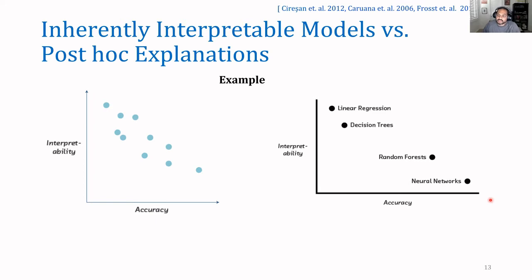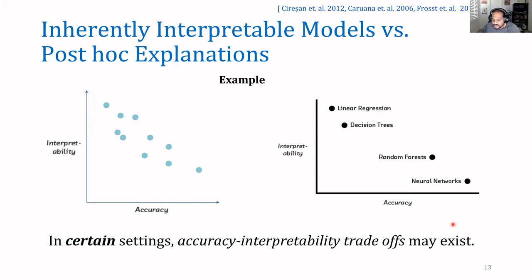Whereas neural networks, which are these crazy deep neural networks, tend to be much more accurate, but not very interpretable, right? And so I just want to qualify that in certain settings, this accuracy-interpretability trade-off exists. And when you're working in settings where accuracy is really, really important, you tend to go with the one that's on the right-hand side of this plot.